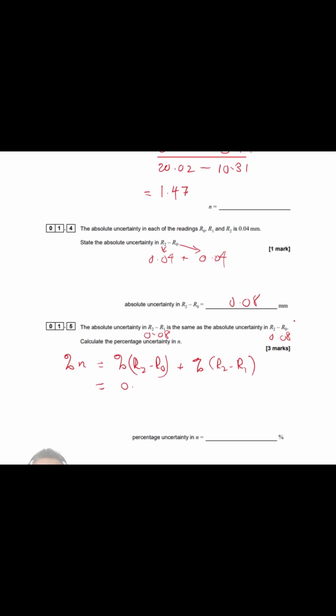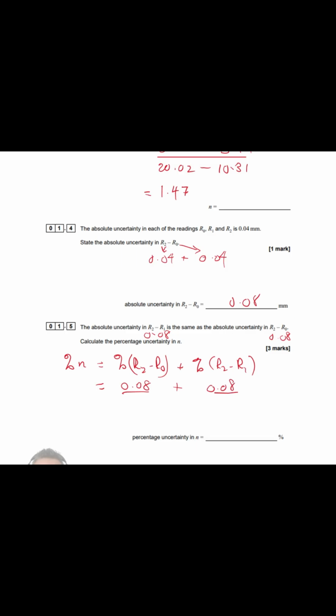Okay, so calculate the percentage uncertainty in n. So the percentage uncertainty in n is equal to the percentage uncertainty, if you look at the formula, in R2 minus R0 plus the percentage uncertainty in R2 minus R1. So let's work it. We know the absolute uncertainties, so we just got to do those over the values themselves, plus 0.08 over the value.